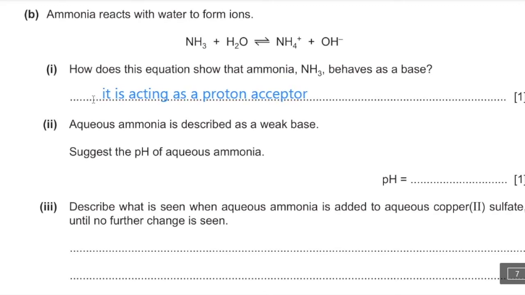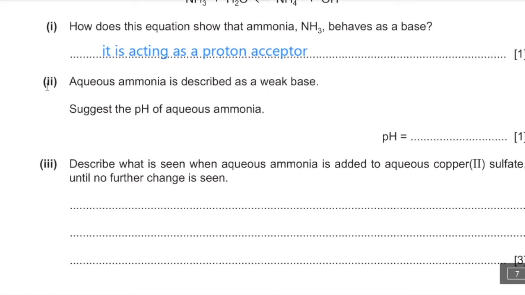Two, aqueous ammonia is described as a weak base. Suggest the pH of aqueous ammonia. So if it is a base, it has a pH higher than 7 and between 7 and 14, but since this is a weaker one, it would be more towards 7 than towards 14. So I'll go with 9 maybe.